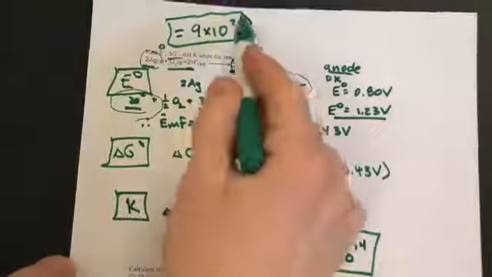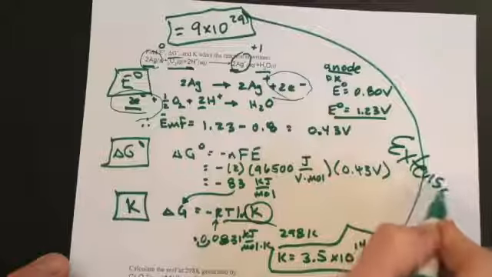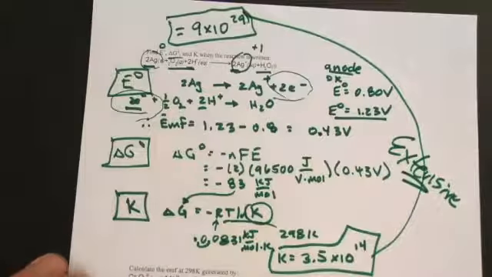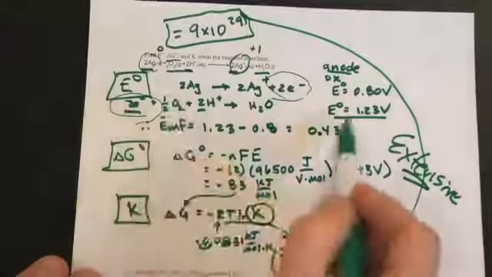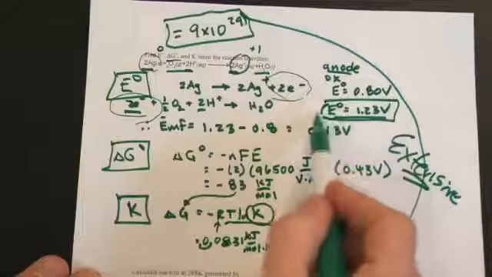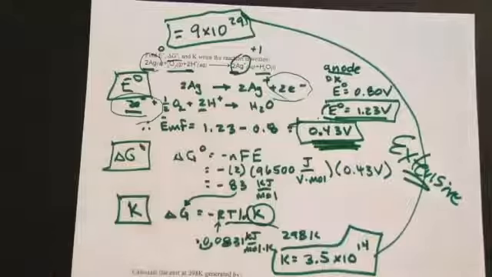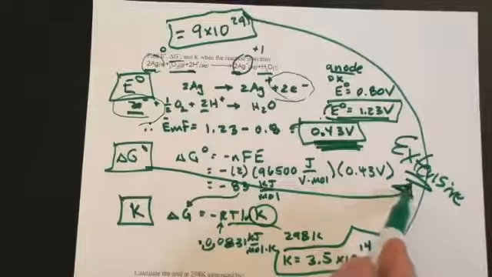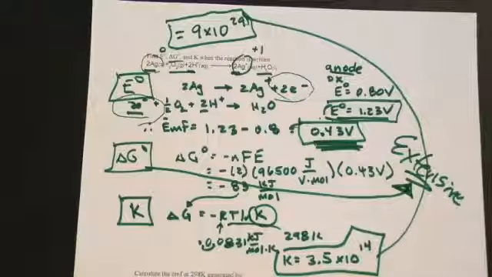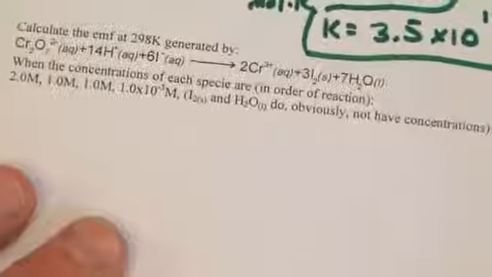You can see that K is what's called an extensive property of matter. In other words, it depends on the amount of stuff you have, whereas E is an intensive property of matter because the overall standard reduction potential for the cell remained the same. G is another extensive property of matter and depends on the amount of stuff you have as well. Two good concepts to keep in mind. Let's look at the next problem.